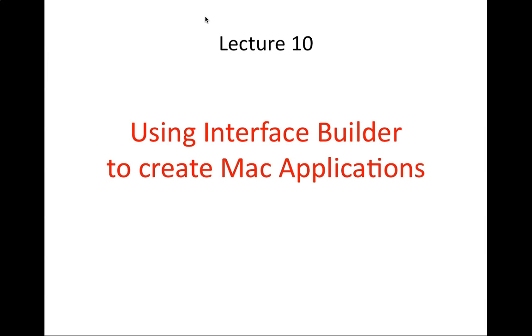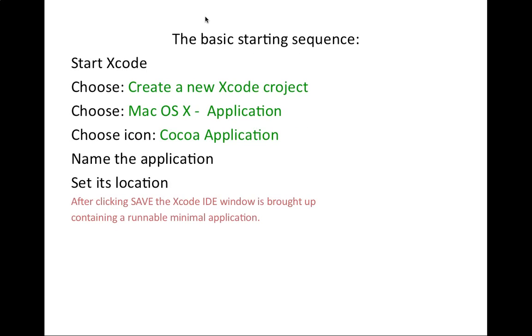So this is number 10. So what do we have here? The user interface builder, IB, Interface Builder, XIB, Xcode Interface Builder. So you start Xcode, you choose a new Xcode project, you choose macOS X application, or you choose iOS application, you have your choices. You can choose an icon for the application, either way.